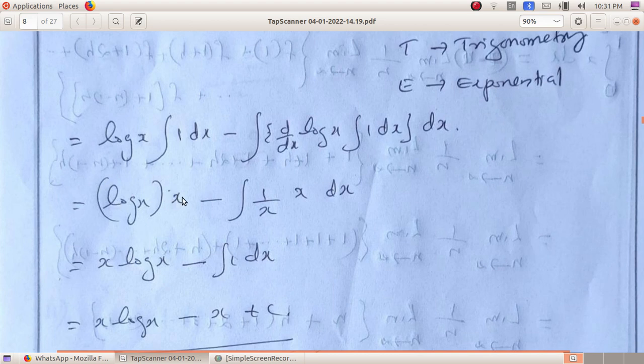This is the style of expression. First we take x log x minus integral 1 dx. What is integral 1 dx? x itself. So x log x minus x plus c.